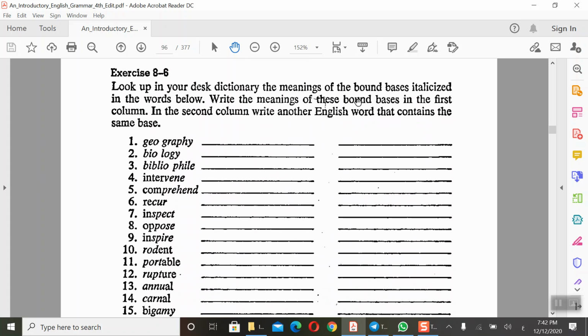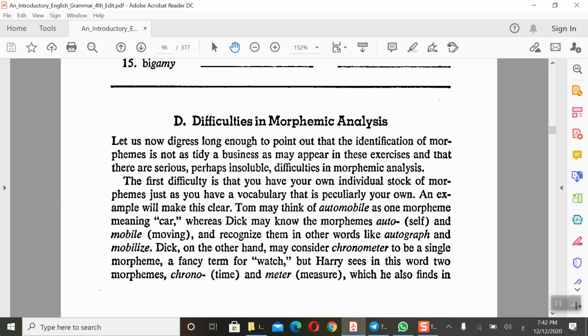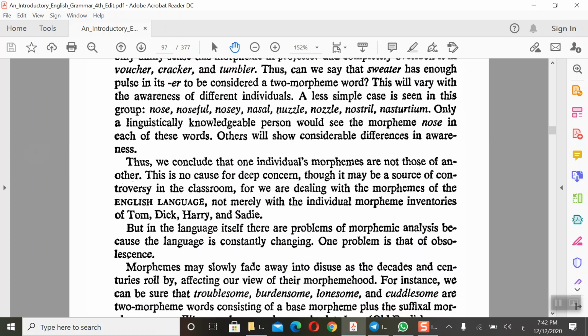Here also we have bound bases: geography, biology, etc. We leave this. We don't talk about it. Difficulties in morphemic analysis: leave it.